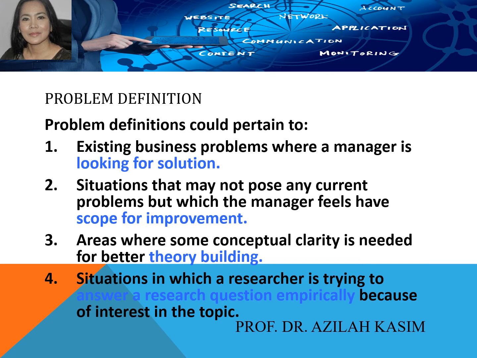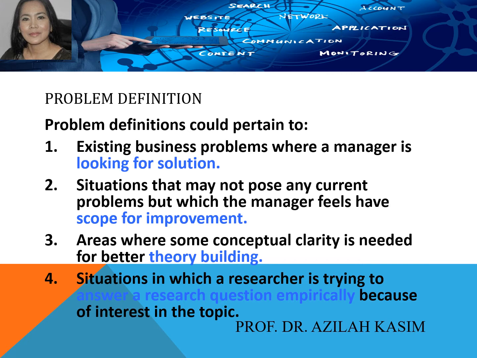So this can be pertaining to anything. The problem definition that you have could pertain to existing business problems where a manager is looking for a solution. This is what we do when we adopt applied research. Because if you remember, applied research is the kind of research that uses our current understanding to solve a real problem. So that would be what problem definition number 1 is about, an existing problem where a manager is looking for a solution.